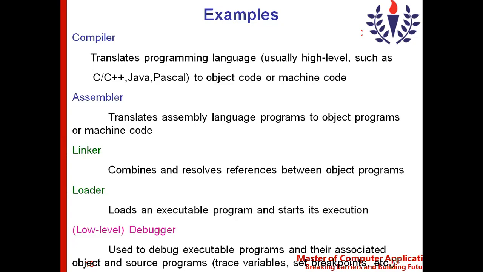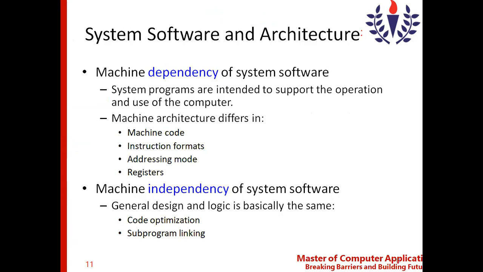Loads the program and it starts the execution. Coming to the debugger, it is used to fix the error, and in order to debug the errors, we need to identify them. So wherein we have the traceback, all these properties, functions we can use in the debugging tools. These are the different types of system software we have.